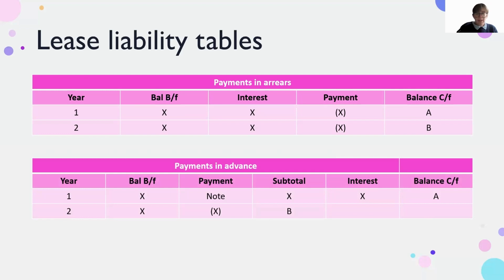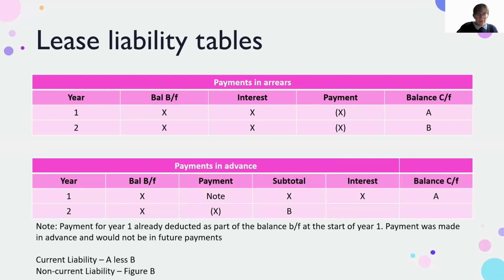A little bit differently, if payments are going to be made in advance. In this situation, you would still begin with the balance brought forward, but you would deduct the payment made to get to a subtotal. Once you have that subtotal, you would then work out the interest figure, and adding that on will give you your figure to be brought down to the next period.